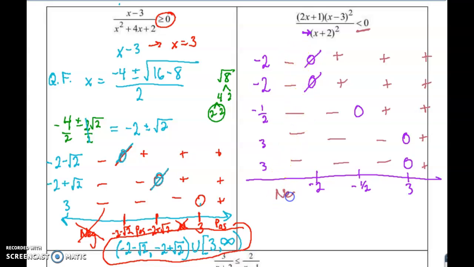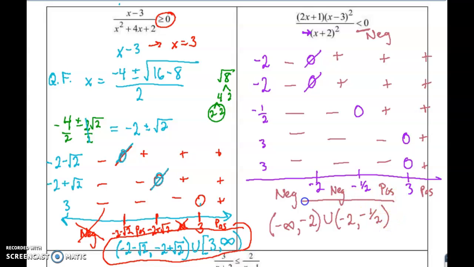5 negatives is negative, 3 negatives would be negative, 2 negatives would be positive, and then 5 positives would be positive. So we only want below the x-axis. Those are negative values. We don't want when they equal. So we're going from -infinity to -2, and then union from -2 to -1/2. All parentheses, and we should be good.